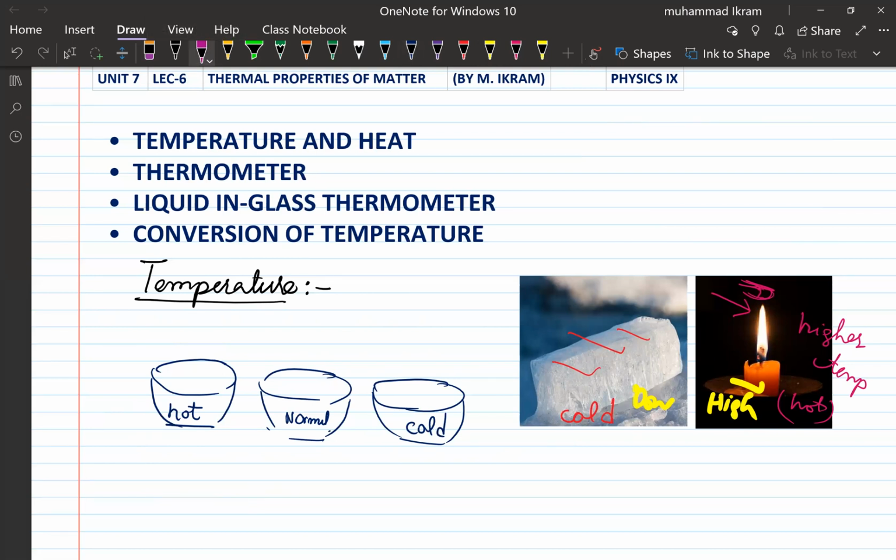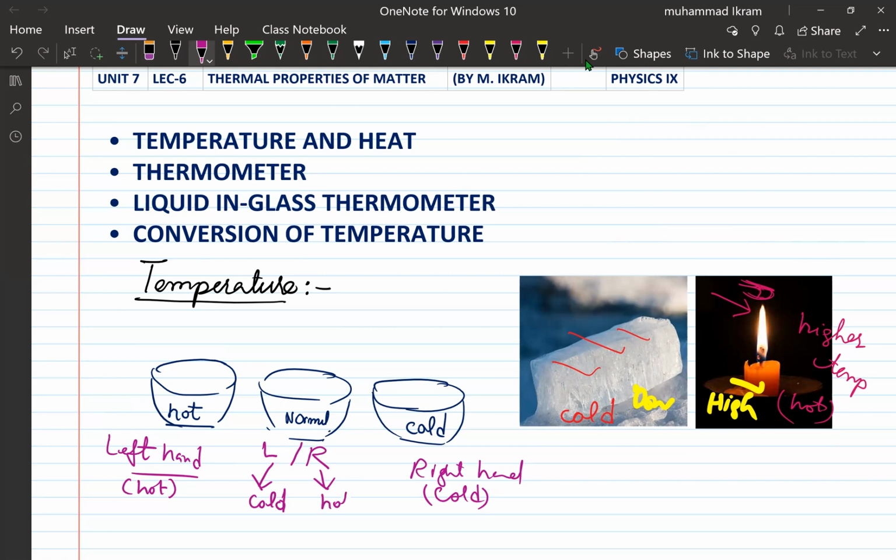Now just place your left hand in the hot water, and the right hand in the cold water. And now what you will feel: the hand which is in the hotter water will feel hot, and here you will get the feeling of cold. Now take out both of your hands simultaneously and place your left hand and your right hand in the normal water together, and you will have a very strange feeling. Your left hand, which was feeling hot before, will now feel cold. And the right hand, which was feeling cold before, will now feel hot.